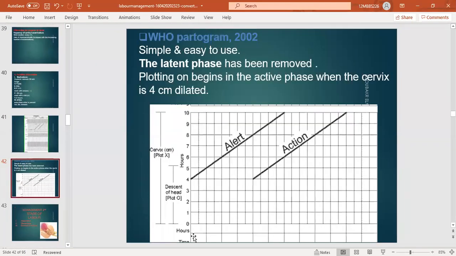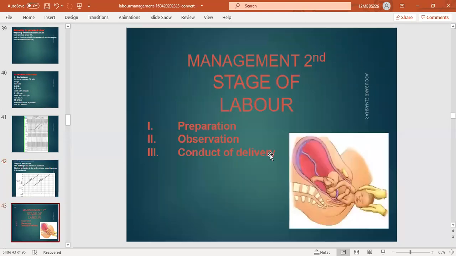This is again the same, very simple. Again and again I am saying that your line for the normal progress should be left to the alert line. If it is right to the alert line, it means you have to think that the progress is slow and your action must be taken.